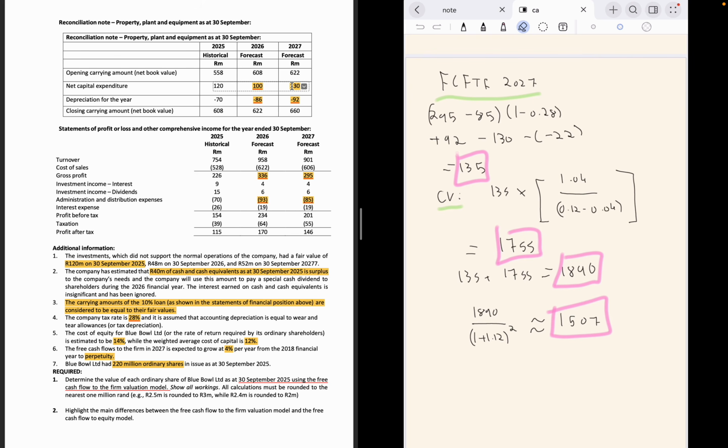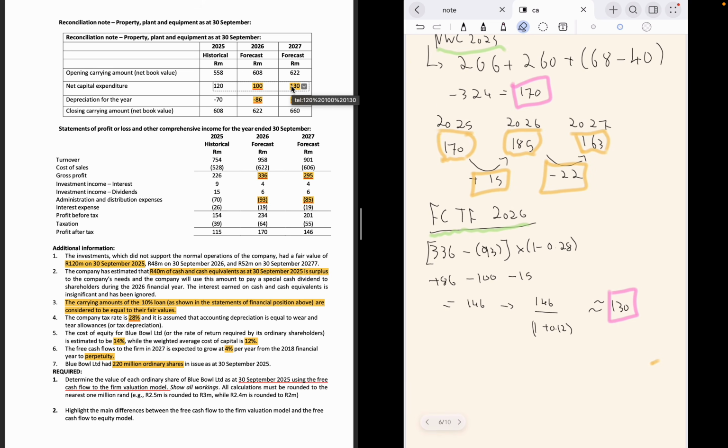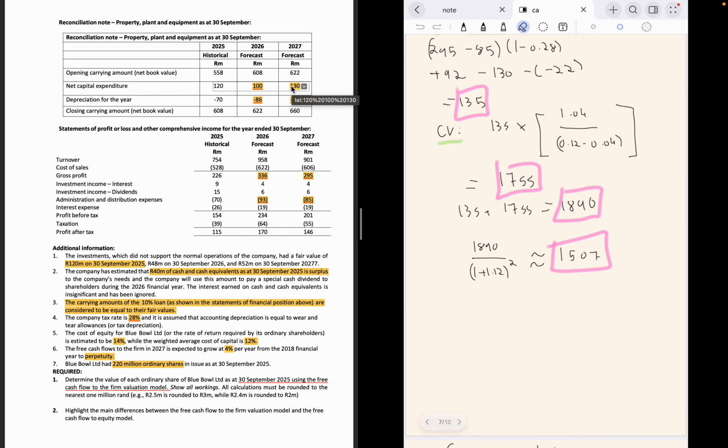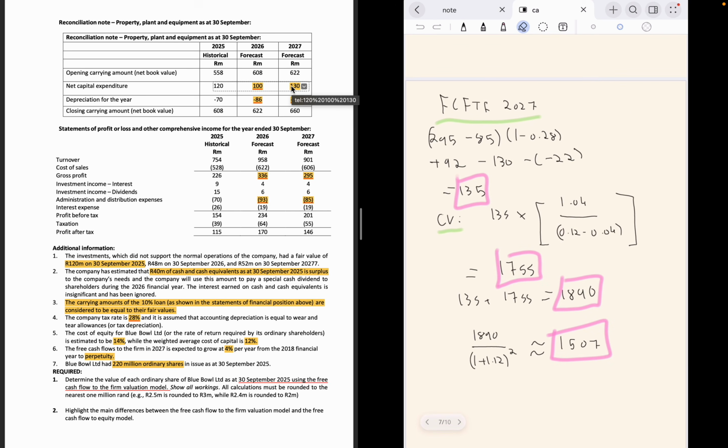So easy peasy. And then this is where you just have to be a bit careful here. So we have to subtract the investment in working capital. We know that from 2026 to 2027, there was a reduction in net working capital by 22. So when you do this calculation, you're going to subtract negative 22, which is the same as adding. When you put that all in your calculator, you get a value of 135. We're going to do a few things here now. Now we've got 135. Now we're essentially going to treat it as in perpetuity.